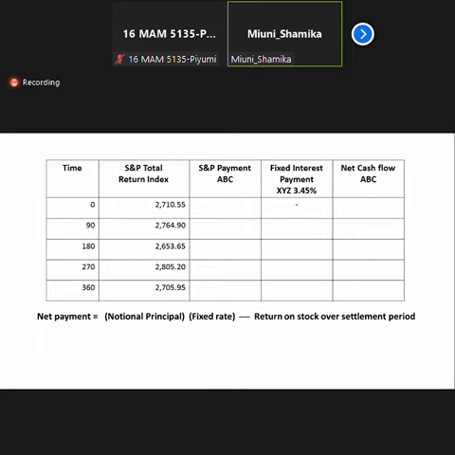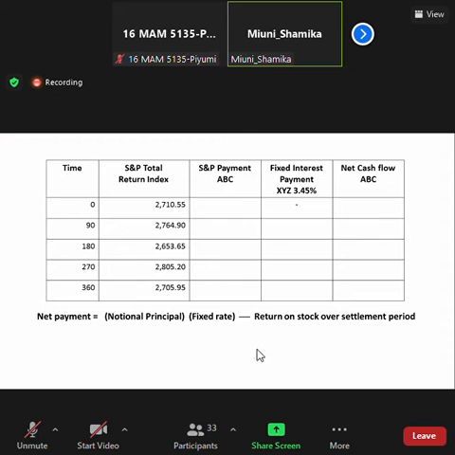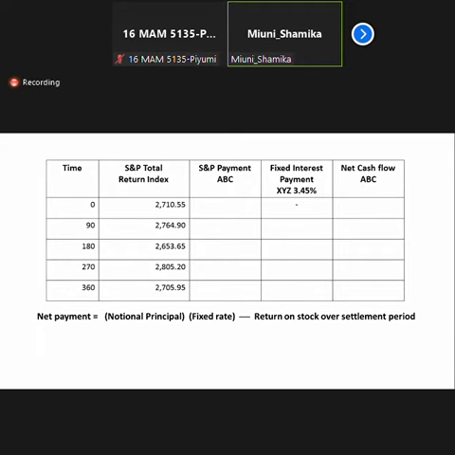In ending index value divided by the beginning index value minus 1, or else ending minus beginning divided by beginning. So we discussed these things. You can use any of these two methods to calculate the rate of return, and based on that rate of return you will do the payment, you as in this ABC according to the example.